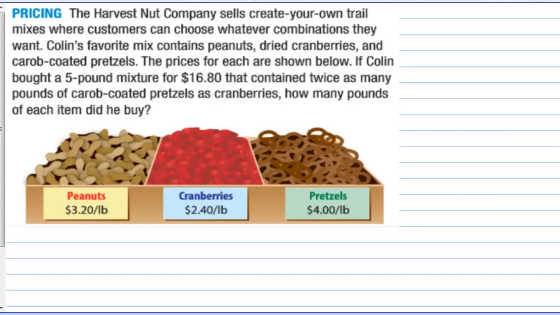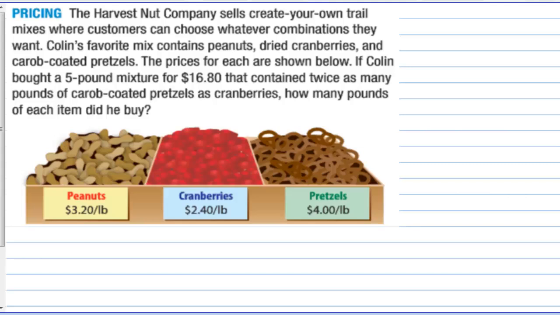All right, the last one. The Harvest Nut Company sells create your own trail mixes where customers can choose whatever combinations they want. Colin's favorite mix contains peanuts, dried cranberries, and carob-coated pretzels. I was told that means like a fake chocolate is what carob-coated is. It sounds, the word sounds terrible, but otherwise it sounds delicious. Anyway, enough of that. The prices for each are shown below.